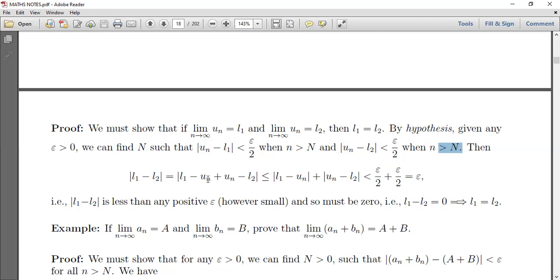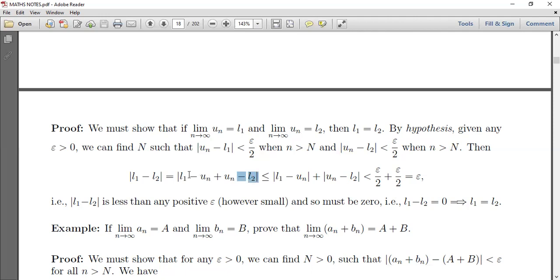So we know that L1 minus L2, because un is the same sequence which we want to prove, the modulus of L1 minus L2 should be equal to the modulus of L1 minus un plus un minus L2.